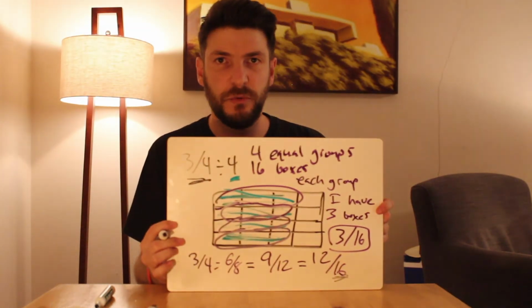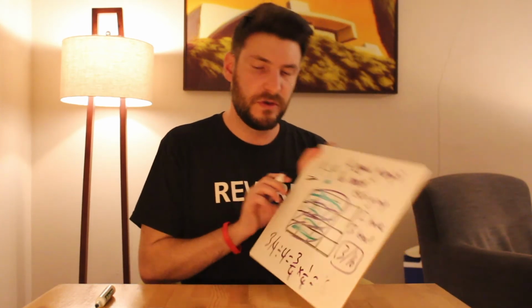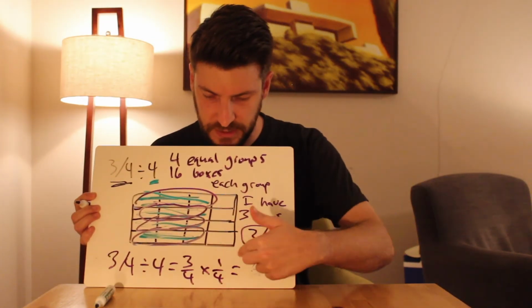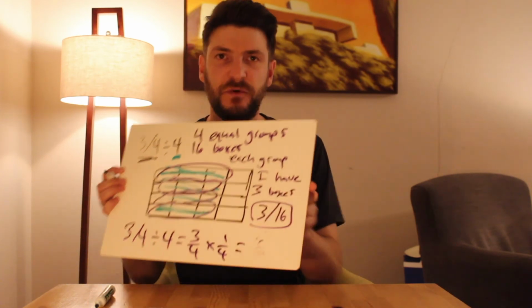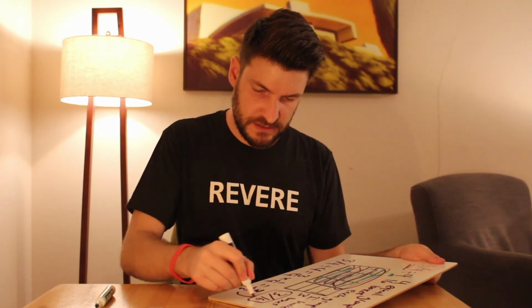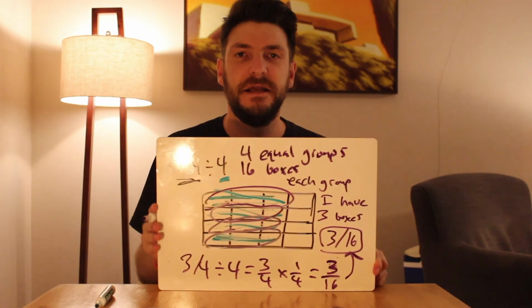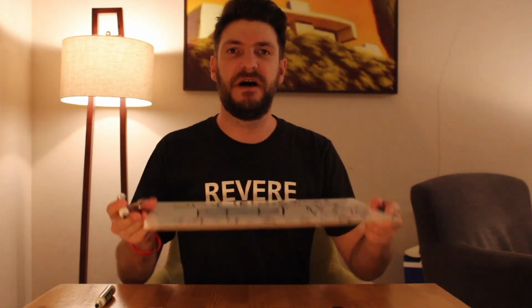And if we want to check our work quickly, we can. 3/4 divided by 4 is equal to 3/4 times 1/4. 3 times 1 is 3. 4 times 4 is 16. 3/16 is our answer. And that is how you use the bar model to divide fractions by whole numbers.